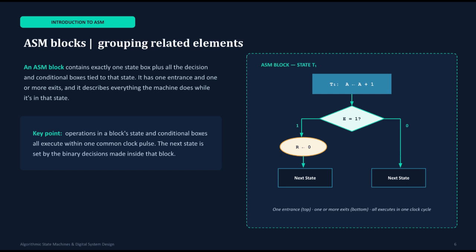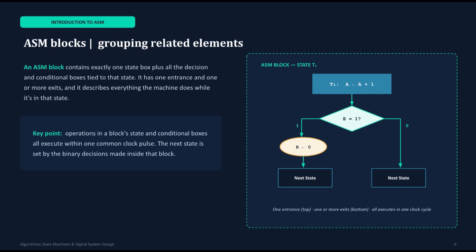Look at the example on the right. State T1 increments A, then tests condition E. If E is true, a conditional output clears R before moving to the next state. If false, it moves directly to the next state. The crucial point, and this is the one I want you to remember for synthesis, is that everything inside one ASM block, the state box operation and any conditional outputs, all executes within a single common clock pulse.